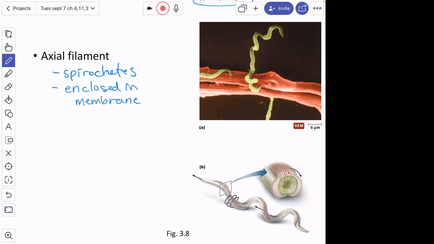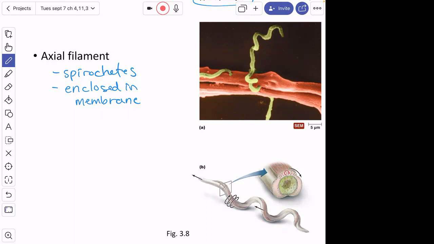So an axial filament is correctly called an internal structure, whereas the paratrichous flagella are considered external because they're not enclosed in a membrane. Okay, so that's one difference. How does this axial filament actually get the organism to move in a corkscrew manner?